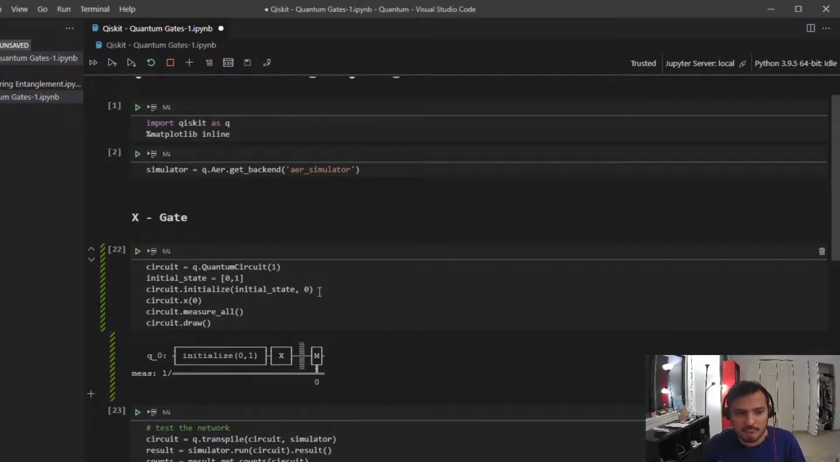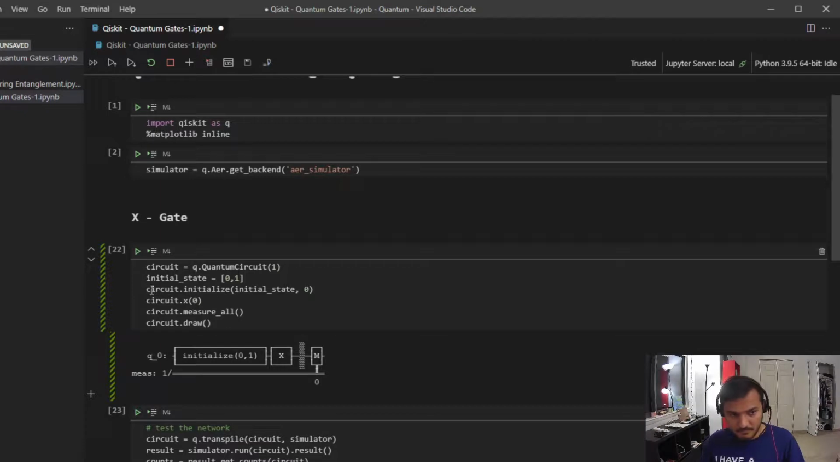Now, this command just initializes it to this value. And if you don't remember, all these commands are executed sequentially. So if I put X above initialization, then after the X gate, the initialization step would act. So all these commands need to be done in the precise sequential manner in which you want the circuit to be executed or circuit to be built.